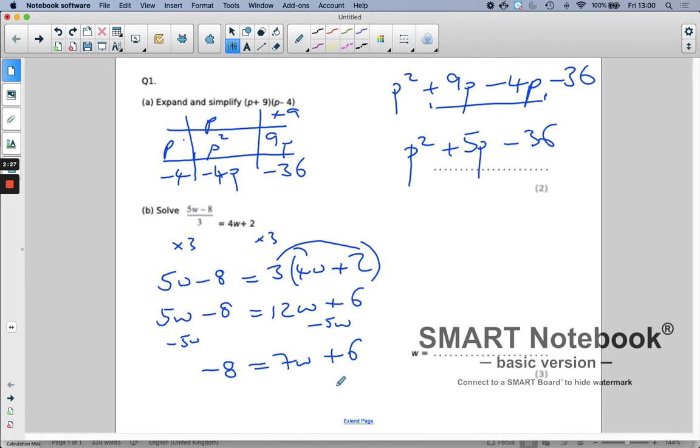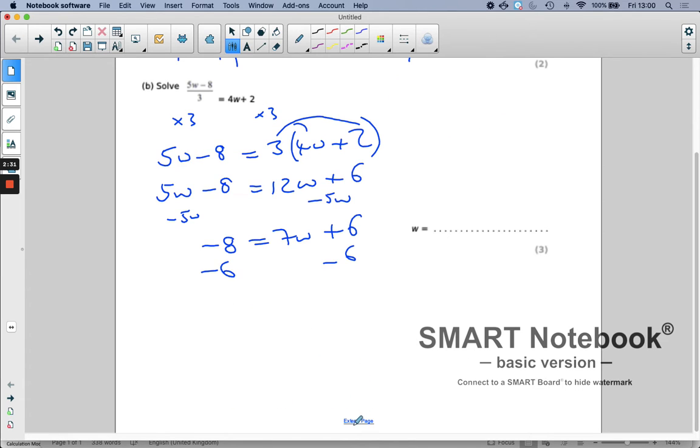Okay. Now I've got the plus 6 is currently stopping me, so I'm going to subtract 6 from both sides. Extend my page. That leaves me with negative 8, take away 6, it's going to get smaller, so it's negative 14 equals 7w. And now I want to divide both sides by 7. Divide both sides by 7 and I'll get that w is equal to negative 14 divided by 7. 14 divided by 7 is 2, but I've got that negative, so it's going to be negative 2. Okay, negative 2 for that question.